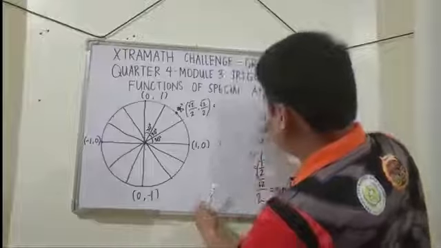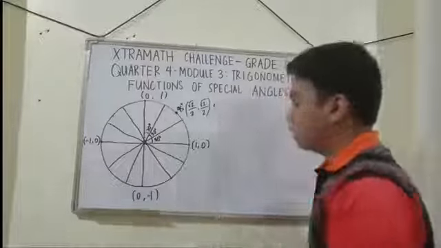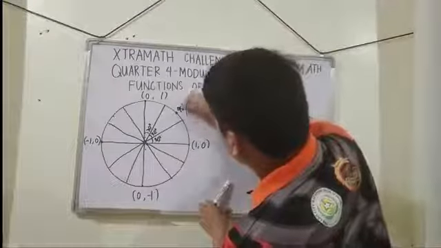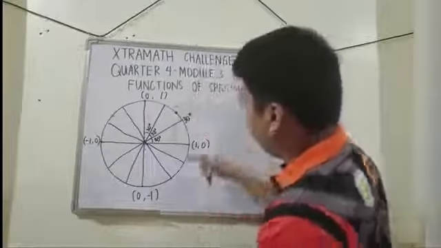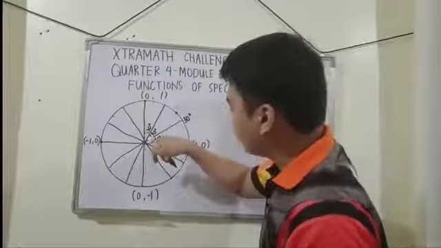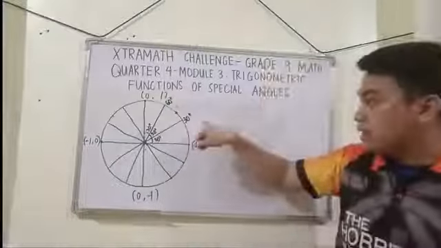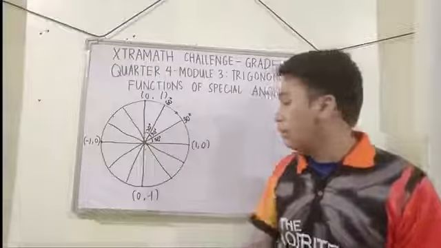So if you want to copy or take note of those solutions, you can pause the video. So this is 30 degrees. And from this point to this point, that is 30 plus 30, this will become 60 degrees. Okay? So this is 30 degrees, this is 60 degrees, this is 90 degrees.